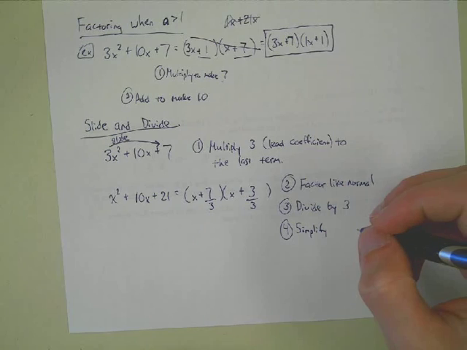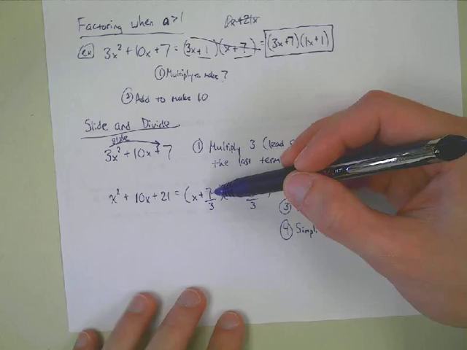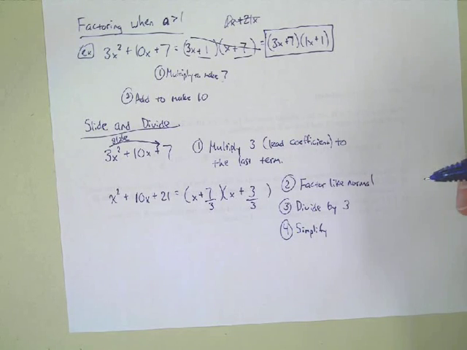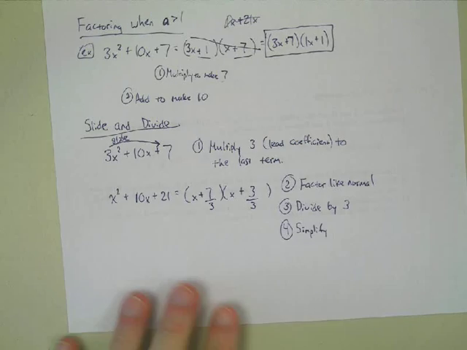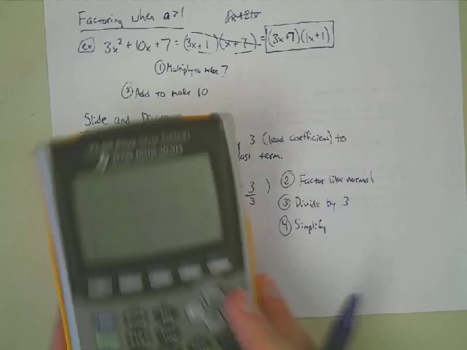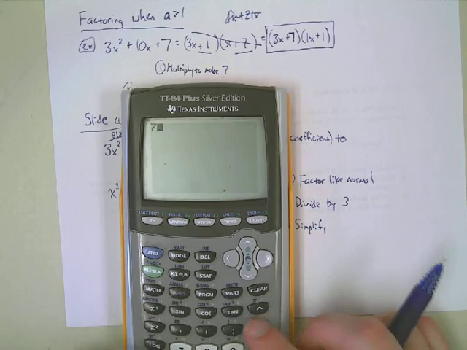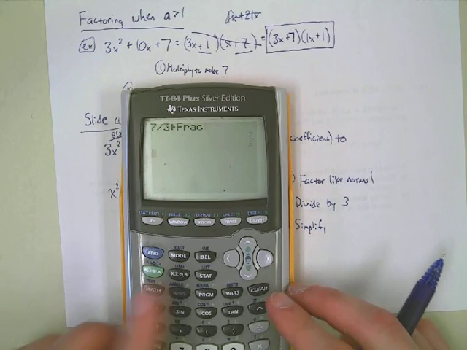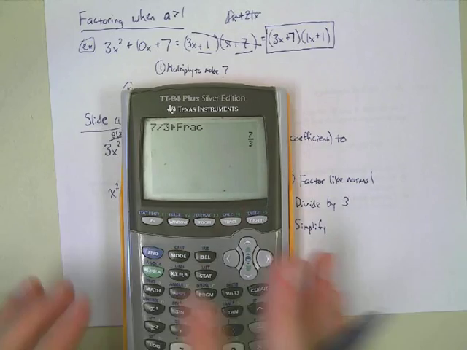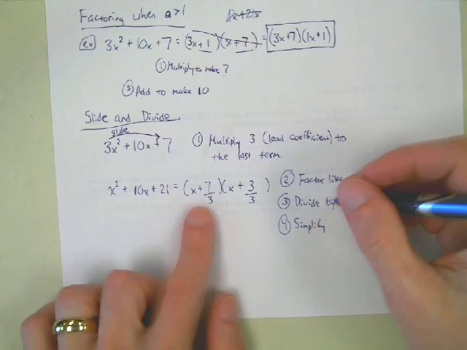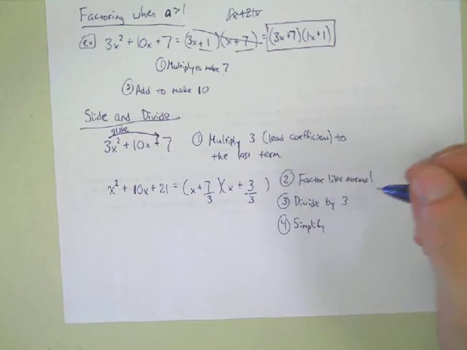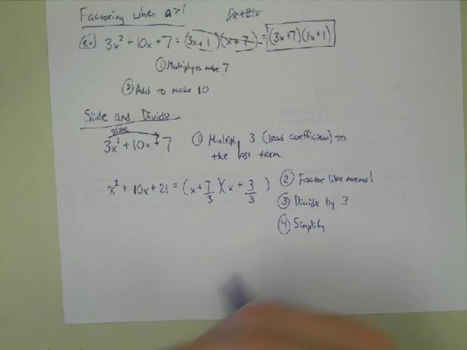So does the fraction 7 over 3 simplify? No, it does not. And if you're not sure about that, you can check that easily with your calculator. Just type in 7 over 3, math, enter, enter, and it stays 7/3. So that does not simplify. Does 3 over 3 simplify? What is that equal to? 1. Yep.